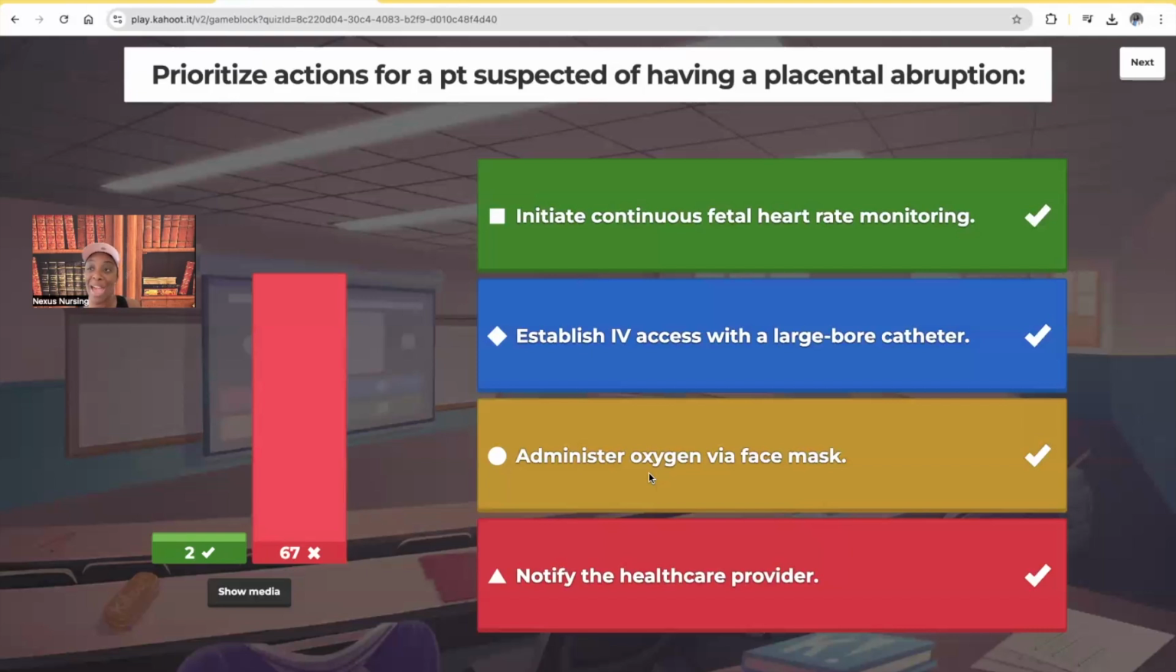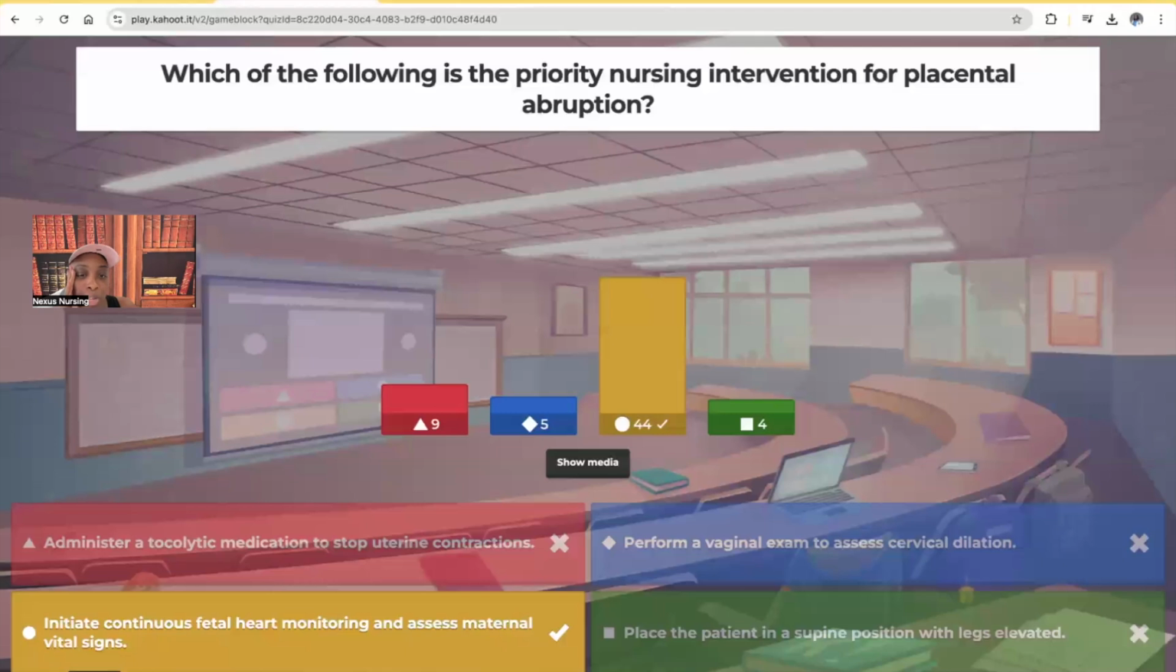Now let's go back to the last question, guys. I'm sorry. I was so confused. I'm sorry, but guess what? I'm human. Let me go back and read the question. Which of the following is a priority nursing intervention for a patient with placental abruption? So they are at risk for bleeding. I don't recall exactly what I said to you about tocolytic, but let me correct that because you guys are so right.